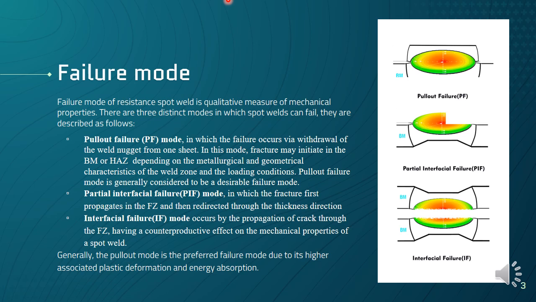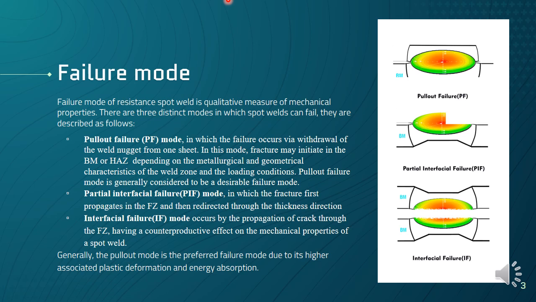As you can see in the schematic, the first failure mode is pull-out failure mode. In this, the failure occurs via withdrawal of weld nugget from one sheet. The fracture may initiate in the base metal or the heat affected zone. Pull-out failure mode is considered to be a desired failure mode, as in this mode the load bearing capacity increases significantly.